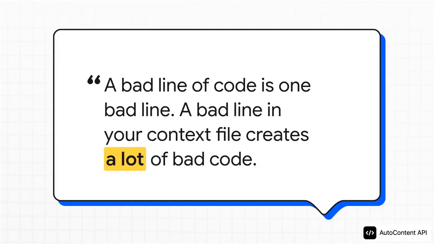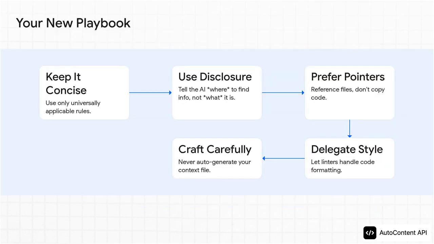A single bad line of code in your app, okay, it's one bug, you fix it. But a single bad instruction in your context file, that's like a virus. It has this huge ripple effect, potentially corrupting every single thing the AI does after that. It's a bug multiplier. All right, let's wrap this all up into your new playbook.